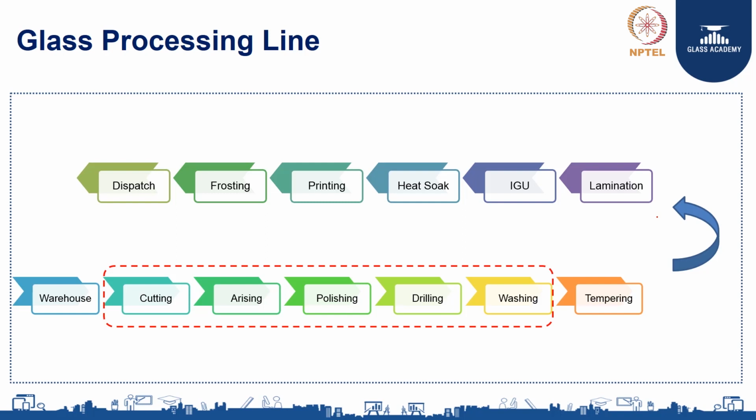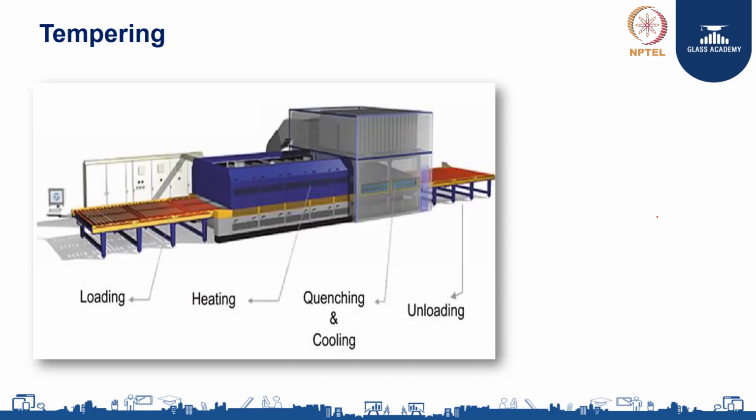After lamination and IGU, there are the heat soak machines and printing, either digital printing or ceramic printing, which can be done, or frosting. Again, frosting is of two types: acid frosting and sand frosting. After that is dispatch. So this is the typical processing line for a processor. So let's move on to tempering.